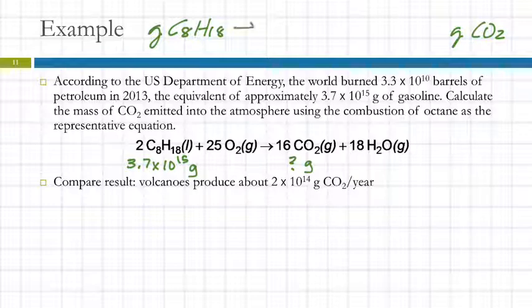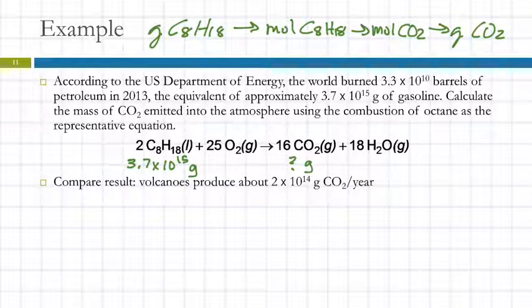So grams of octane to moles of octane to moles of CO2 to grams of CO2. So grams to moles to moles to grams. That's the path. Once I have that path, then I'm just going to follow it like we did in chapter 1, I think, where we learned dimensional analysis. We're going to write it down. There's 3 arrows. There's going to be 3 fractions. Tells us where to put the units.